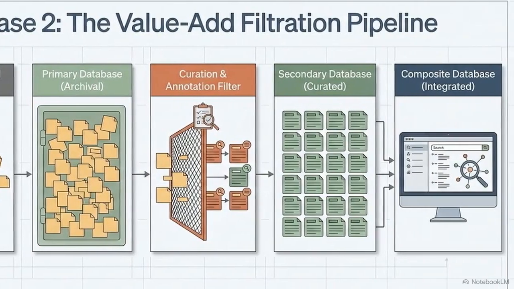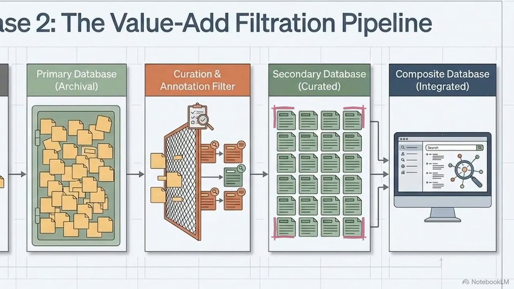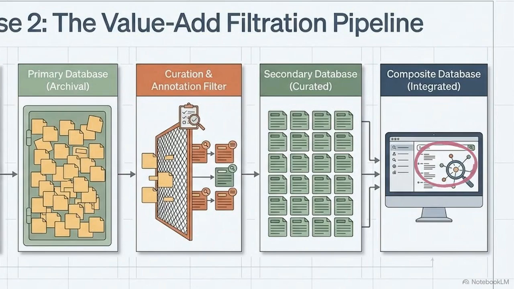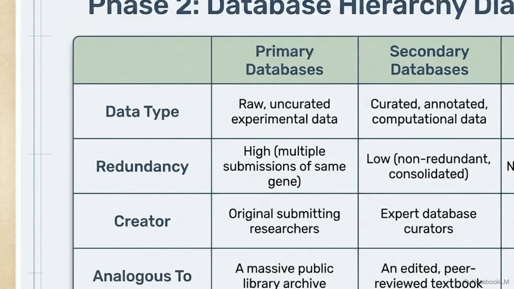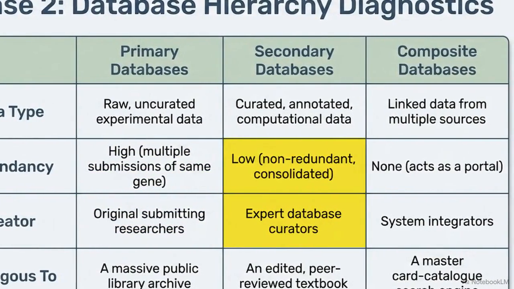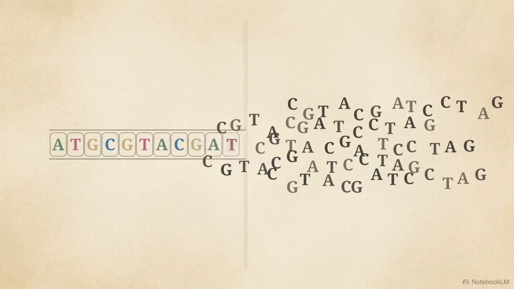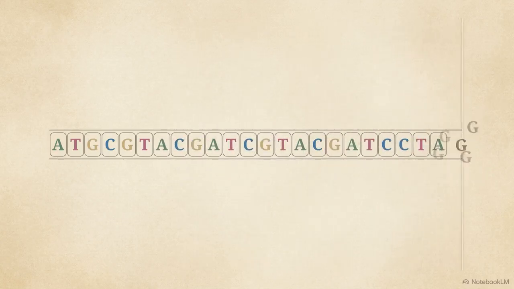Once submitted, raw experimental sequences enter a primary database archive. Data then passes through a curation filter, where scientists verify and annotate sequences into an organized secondary database. Finally, composite databases link these curated sources, allowing complex searches across the ecosystem. This table highlights the difference between the tiers. Primary databases often contain high redundancy from original submitters, while secondary databases are consolidated and peer-reviewed by expert curators. This filtration pipeline ensures that raw, overlapping genetic submissions are eventually refined into an authoritative reference.